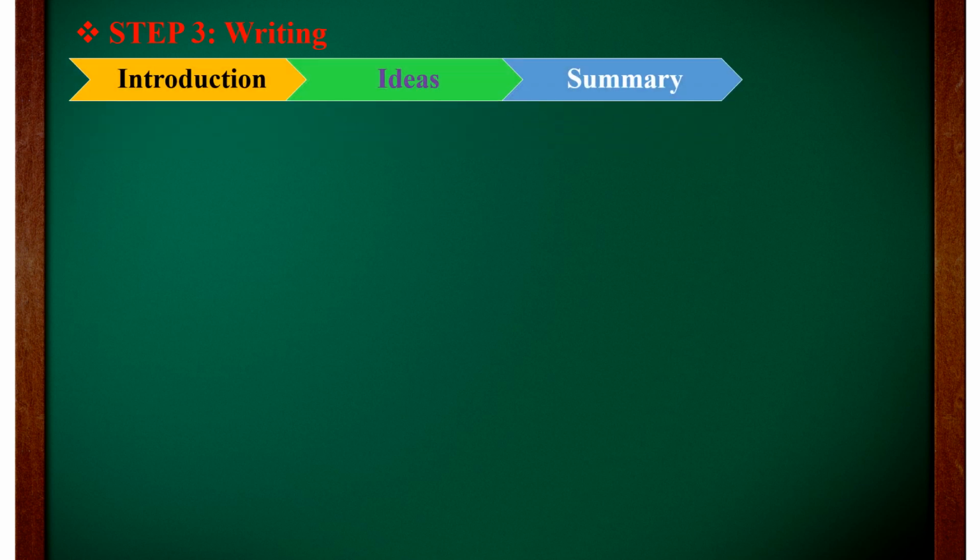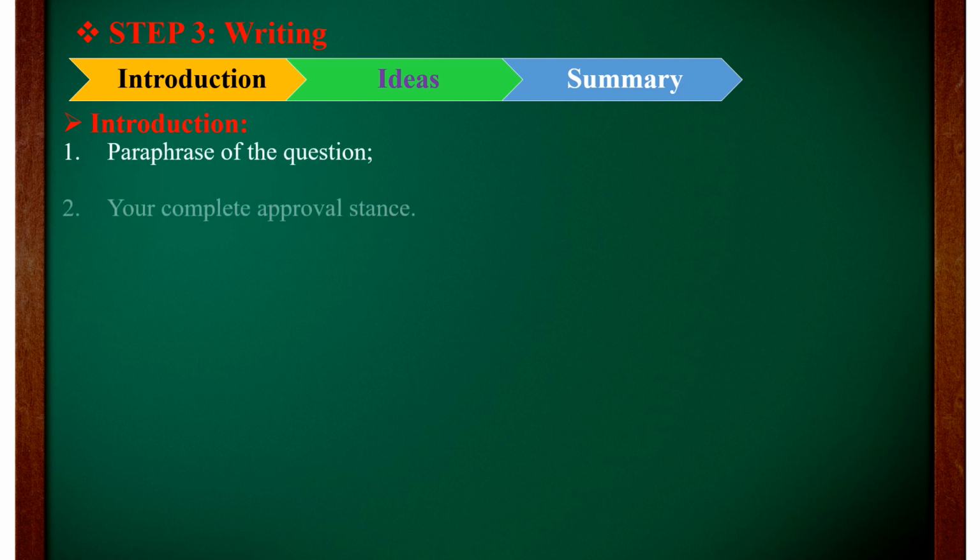Step 3, writing. Here I divided the writing task into 3 sections: introduction, idea, and summary. First, let's begin with the introduction. To utilize time efficiently, your introduction should be both a paraphrase of the question and your complete full-word statement. Please keep it short and precise. Let's learn how to write a straightforward introduction together.